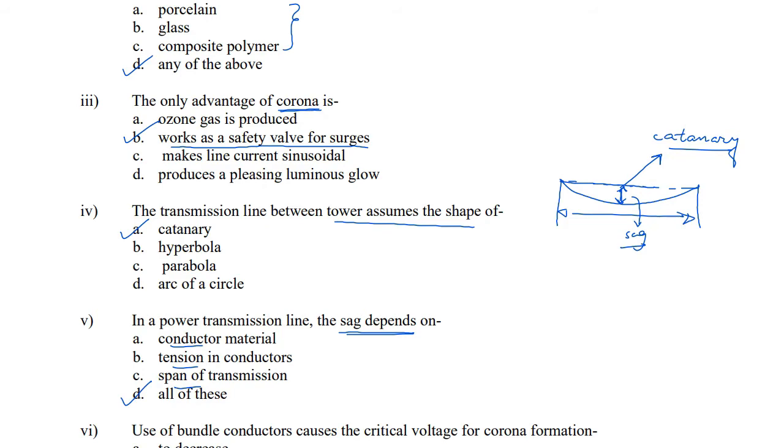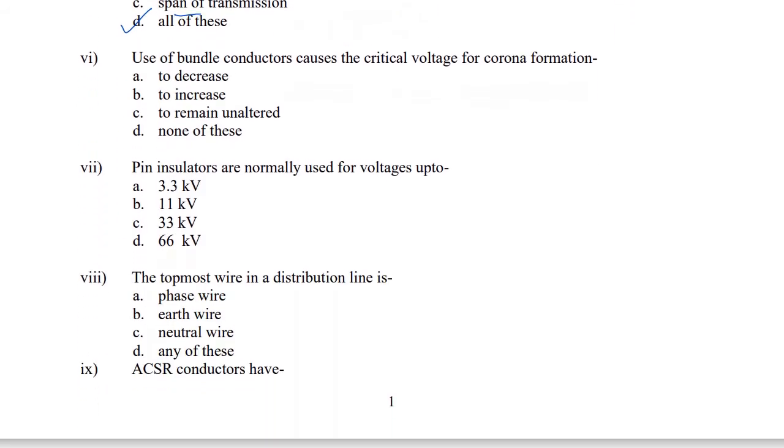Now we will go for the next question. Use of bundled conductors causes the critical voltage for corona formation to decrease, to increase, remain unaltered, or none of this. When bundled conductors are used, we all know that the critical voltage for the corona formation basically increases. It means if we use bundled conductors, then the critical voltage for the formation of corona will be higher than in case of other types of conductors which may be used beforehand. So option B here will be our correct answer.